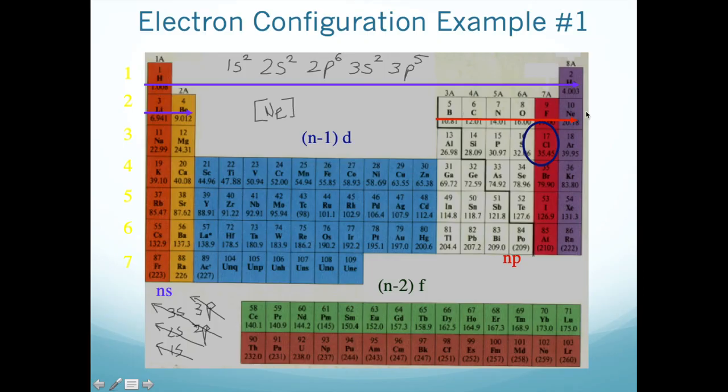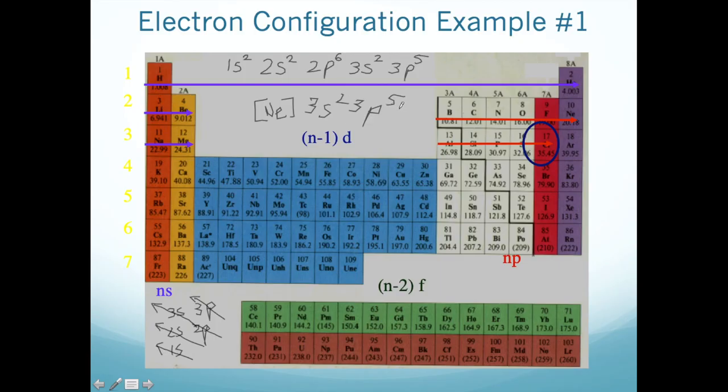So after neon, which is in the second row in the p block, we continue with 3s. So there's 3s2, and then continue on from there. The last 5 would be 3p5. And that accounts for our 17 electrons in our chlorine.